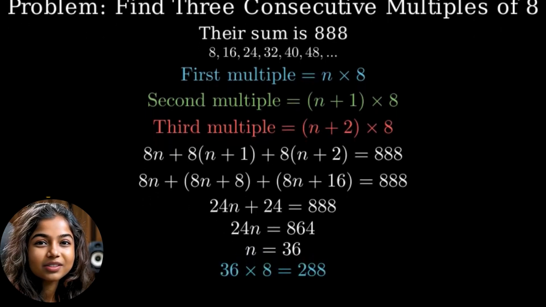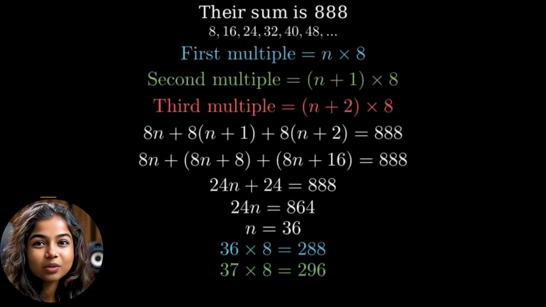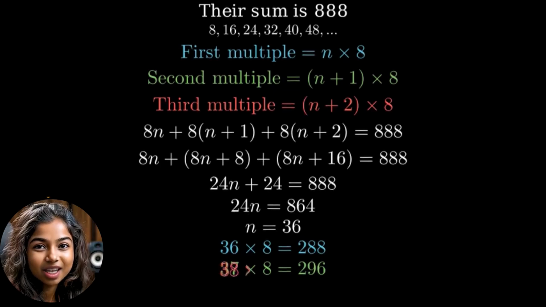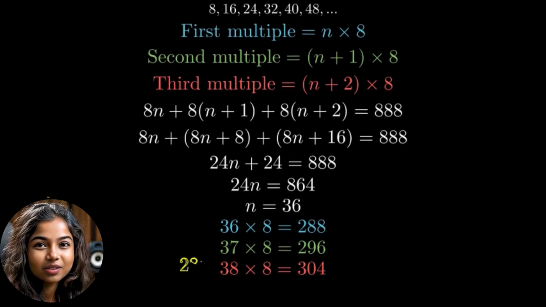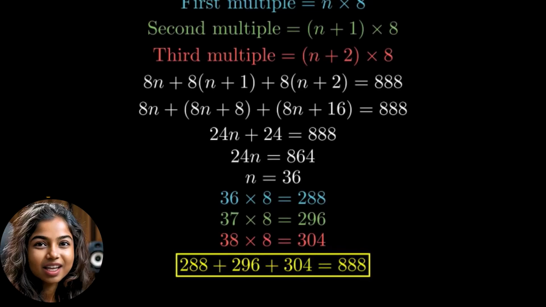The first multiple is 36 times 8, which is 288. The second multiple is 37 times 8, which is 296. And the third multiple is 38 times 8, which is 304. Let's verify our answer. 288 plus 296 plus 304 equals 888. Perfect. We've found our three consecutive multiples of 8.